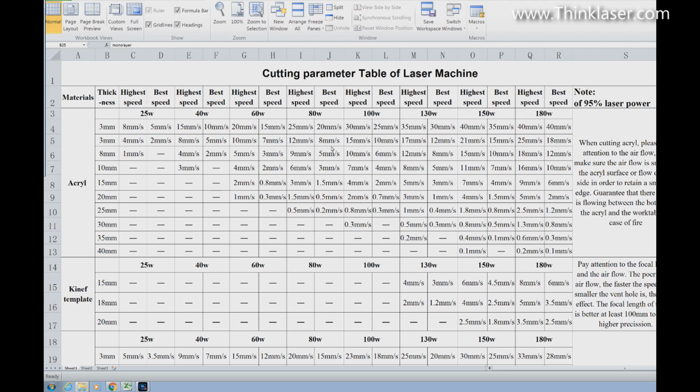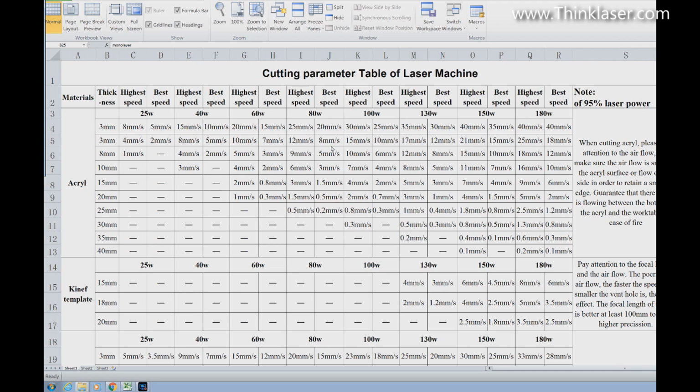Okay, let's look across the top column and let's just focus in on my particular 60 watt tube. We've got two columns there, two speeds to choose from. We've got a highest speed and a best speed. Now, what does that actually mean? As an absolute novice, you would come into that and think, well, I can cut that at 20mm a second if I've got a 60 watt tube. Wonder what the best speed is. Why would I go slower? Is it something to do with the surface finish?